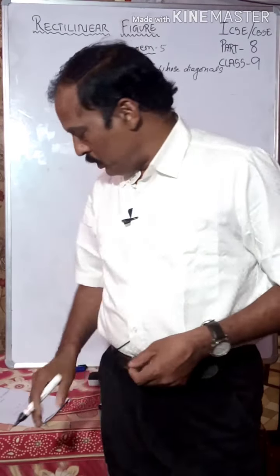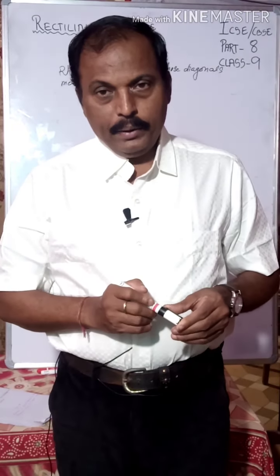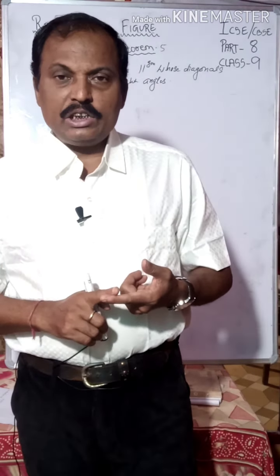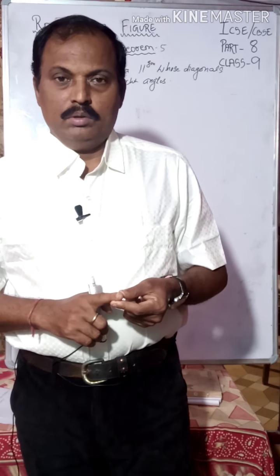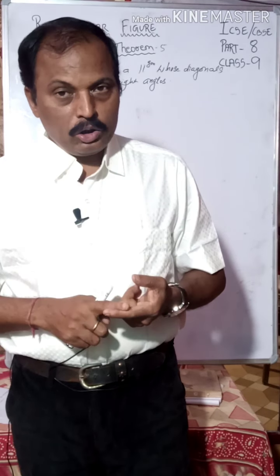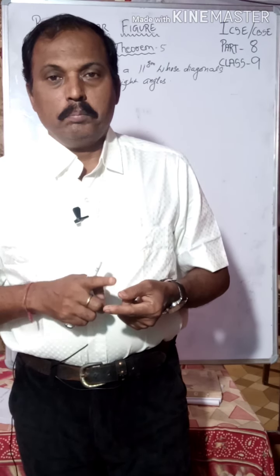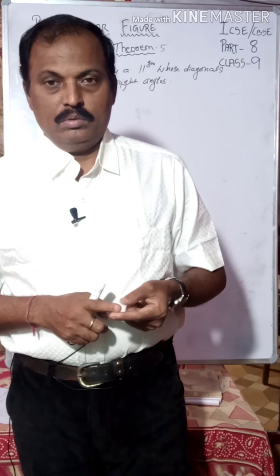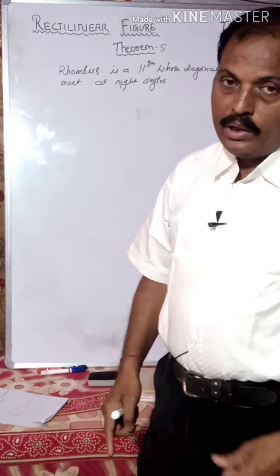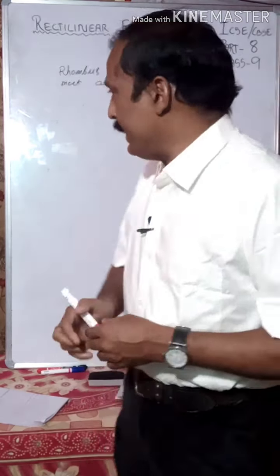What is rhombus? Rhombus is a parallelogram. If consecutive sides or adjacent sides of a parallelogram are equal, then that parallelogram is called a rhombus. In a rhombus, two diagonals bisect at 90 degree. But here we have to prove how. If rhombus is a parallelogram, then two diagonals meet at a right angle.